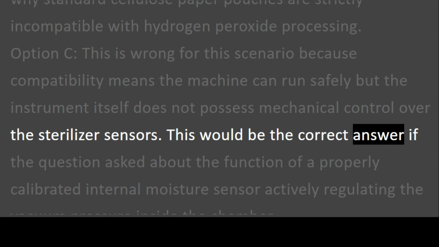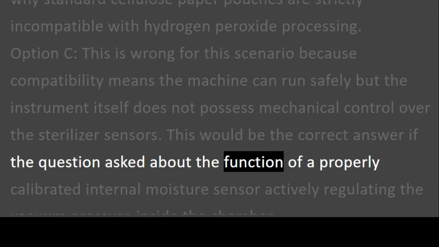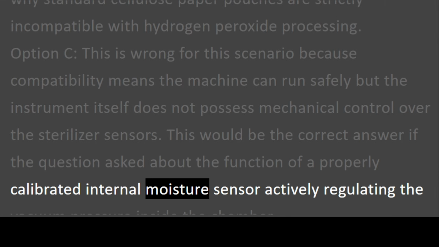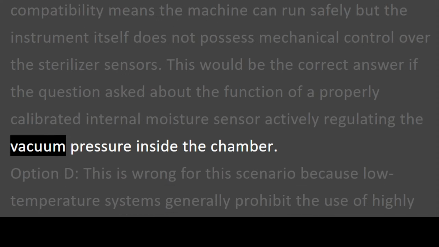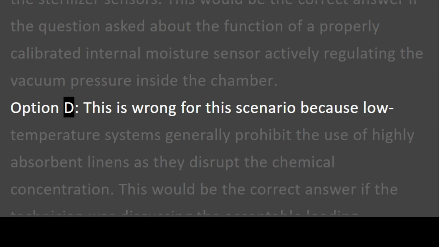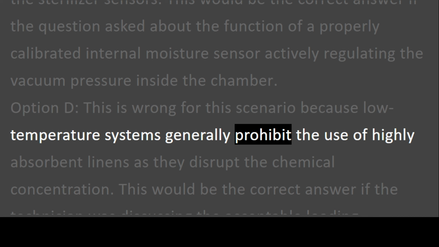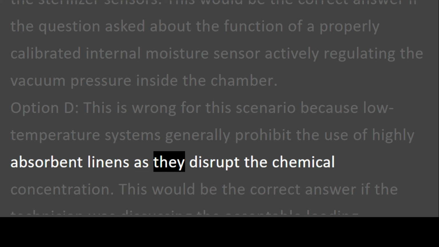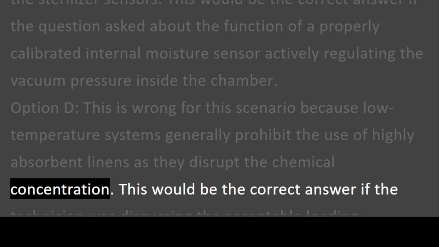This would be the correct answer if the question asked about the function of a properly calibrated internal moisture sensor actively regulating the vacuum pressure inside the chamber. Option D. This is wrong for this scenario because low-temperature systems generally prohibit the use of highly absorbent linens as they disrupt the chemical concentration.